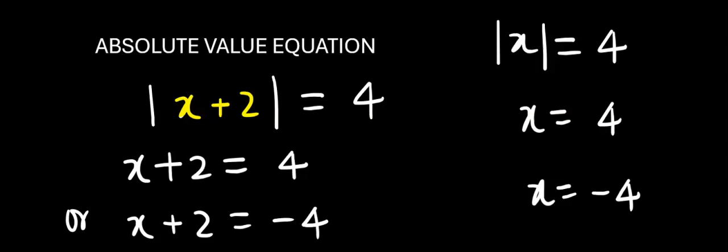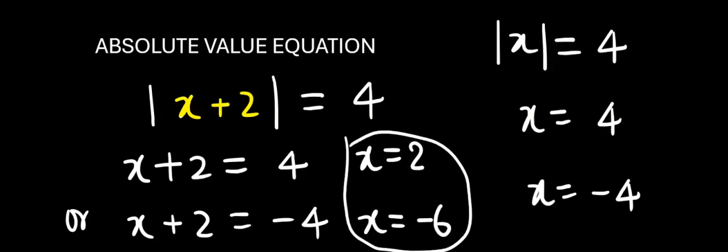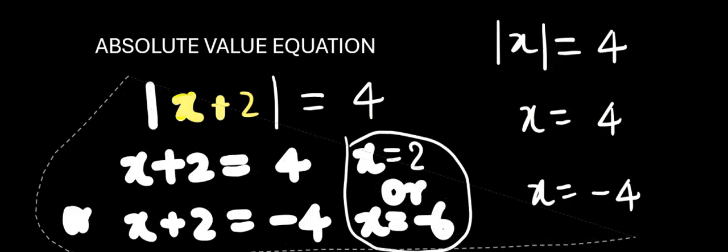Solve the first one. The first one we have x is 2. Next one, subtract 2 from each side, x is -6. Here is your solution. Do not forget to connect them with or. Okay, let's solve another one.